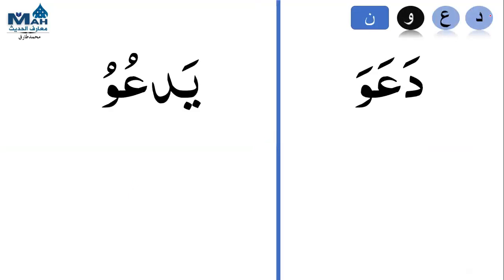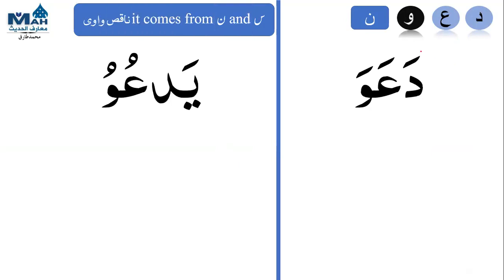Okay, so can you read the root letters and the original shape and the chapter? Da'a, ayn, waw. That's from chapter noon. And da'awa yad'uwu. Okay. So can you read the statements? Naqis wawi comes from chapter noon and chapter seen. From the thulasi which we already learned, noon, seen, fa, dhad, kaf. Okay. So da'awa yad'uwu.